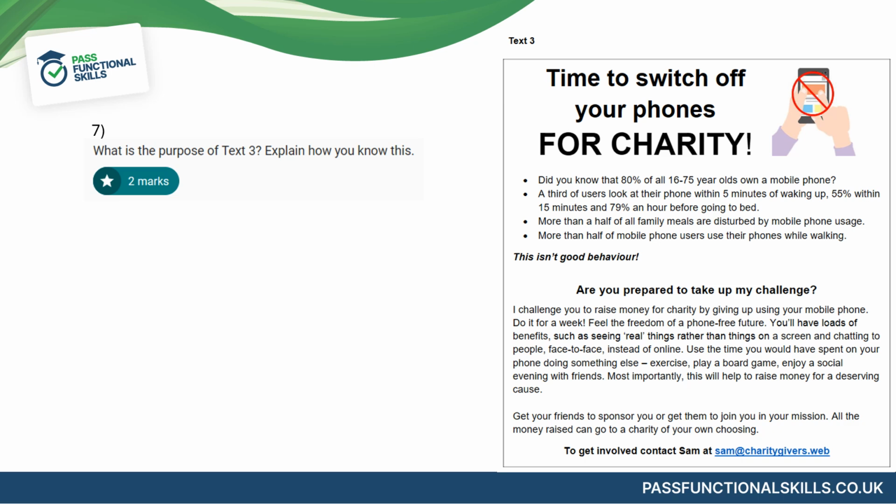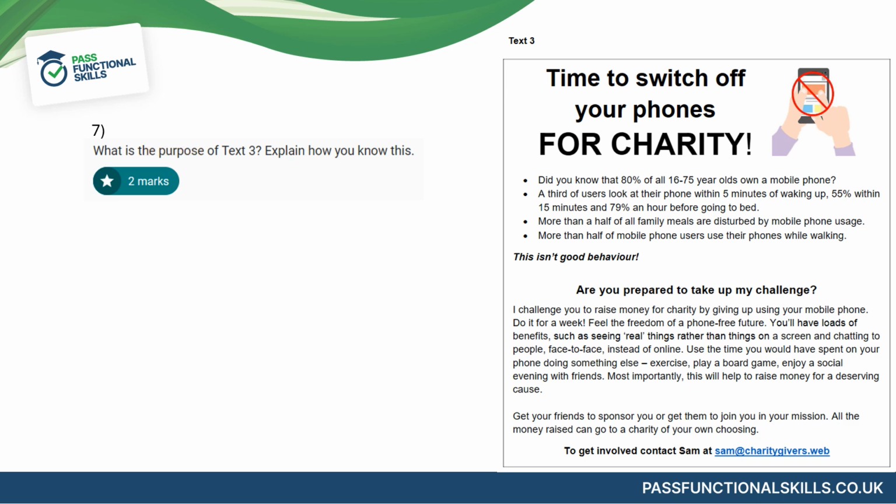Now, purpose, you should know from your revision, just refers to why the author has written the text. So there are various different purposes that you need to learn for level 2 functional skills, so make sure that you know them before having a go at a past paper. Now, we need to be able to use the clues and the details in the text to be able to spot what purpose it has.